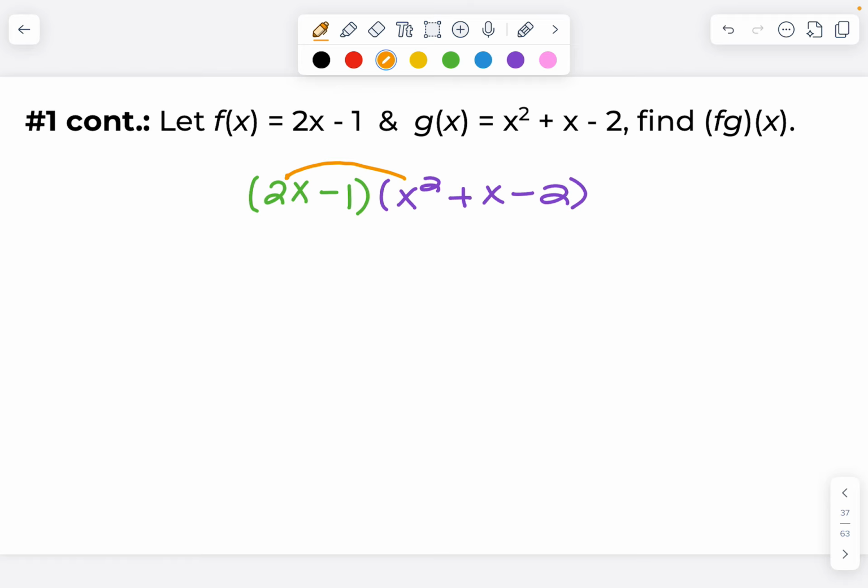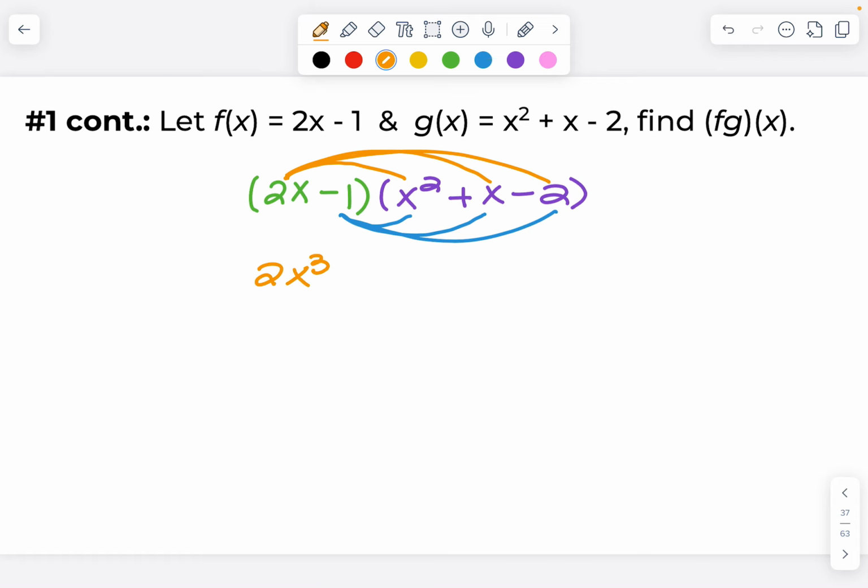So I need to take the 2x and distribute it to every single thing in that second polynomial. Then I'm going to do the same thing: distribute that negative 1 to every single thing in the second polynomial. When I do that, I'll get this. So 2x times x squared is going to give me 2x cubed. And x times x squared, remember, I have 1x times 2x's, that's going to give me 3x's in total.